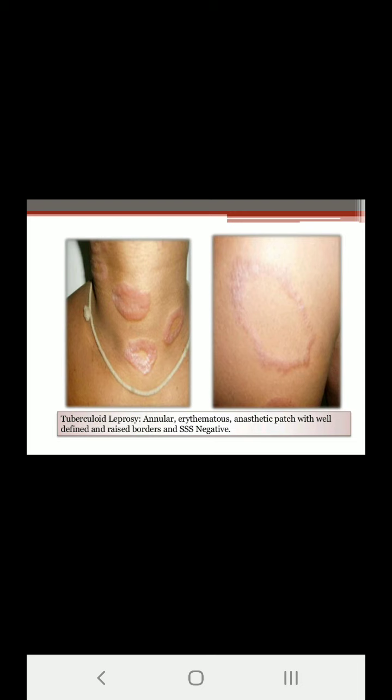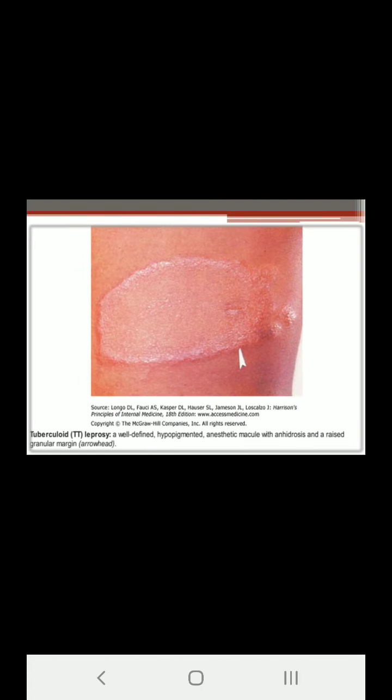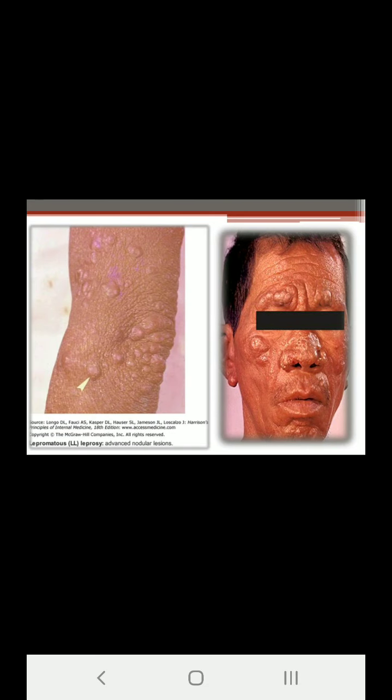Now how do you differentiate it from a fungal infection? First of all, irregular borders and anesthetic, that is there is loss of sensation. You can see hypopigmented also, that is there will be a shade lower than the adjacent skin. Here you can see now from hypopigmented it is getting to raised peripheral borders.